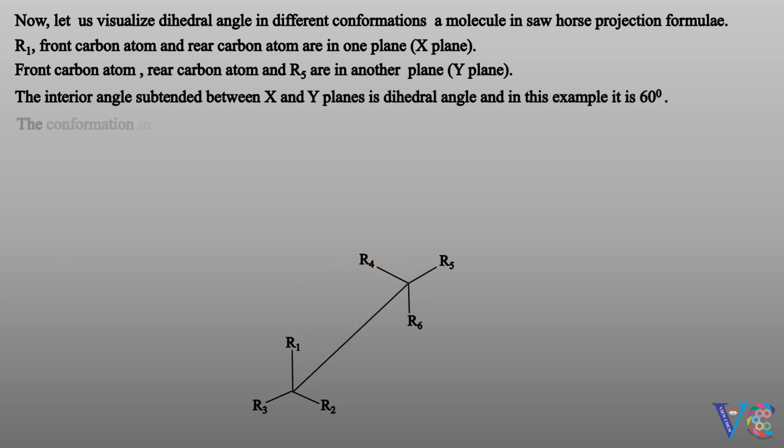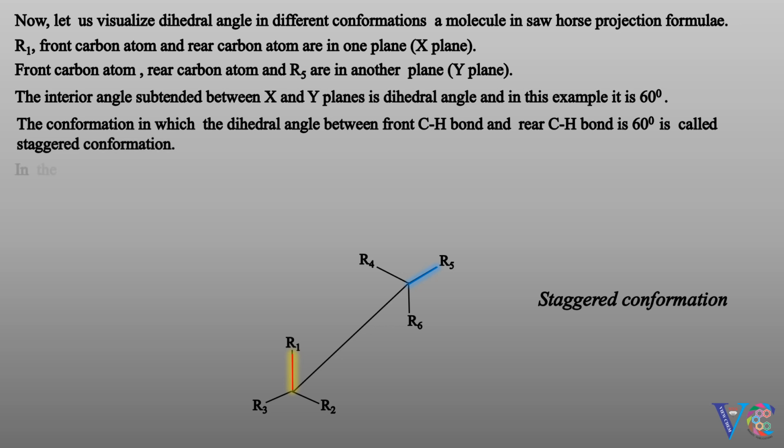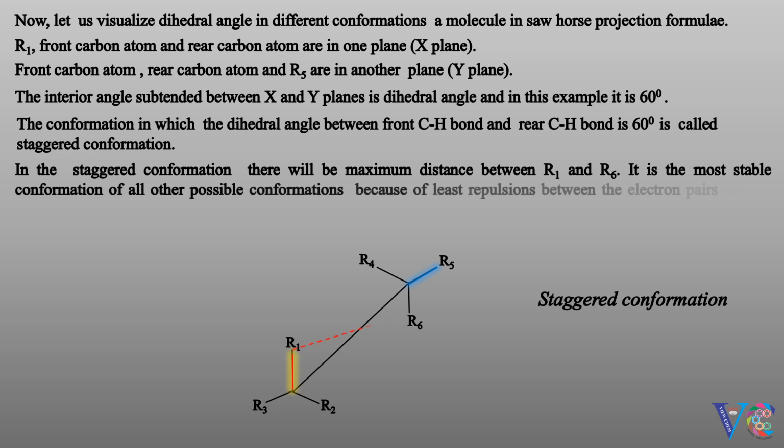The conformation, in which the dihedral angle between front CH bond and rear CH bond is 60 degrees, is called staggered conformation. In the staggered conformation, there will be maximum distance between R1 and R6. It is the most stable conformation of all other possible conformations, because of least repulsions between the electron pairs of CH bonds of adjacent carbon atoms.